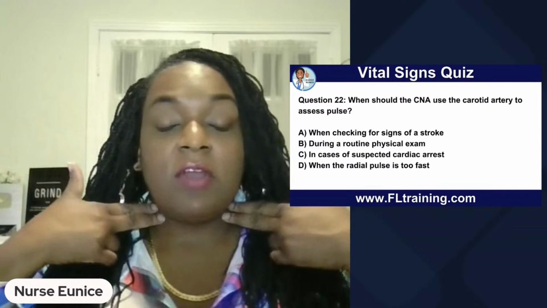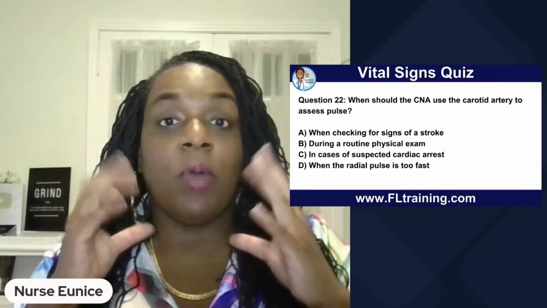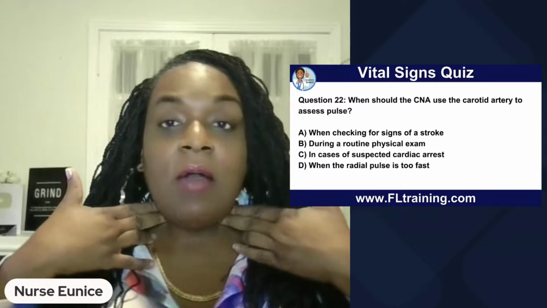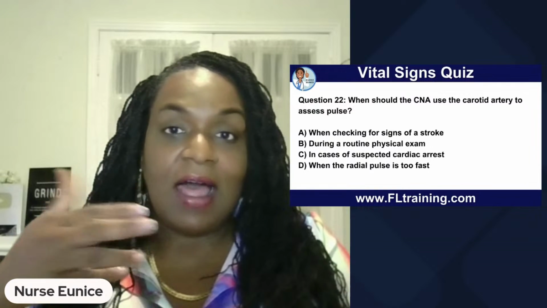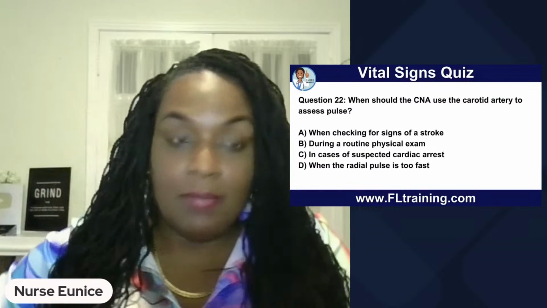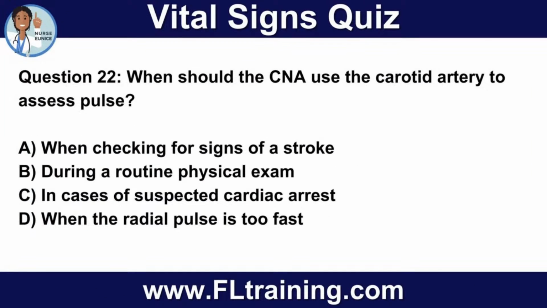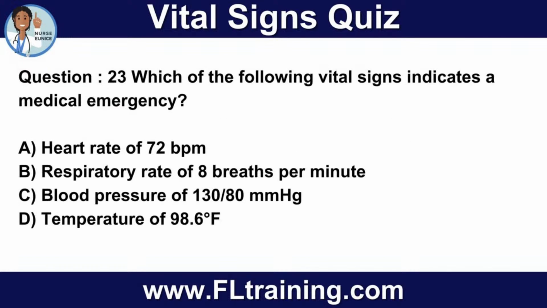Don't ever compress on both pulses simultaneously, because if you do, and there was some blood flowing, you've now occluded the blood flow on both sides. So you always check just on one side. And again, you can check with 2 or 3 fingers, but never with your thumb, because your thumb has its own pulse. So the correct response for this one would be C. In the case of a suspected cardiac arrest, that's when you would go for the carotid artery.